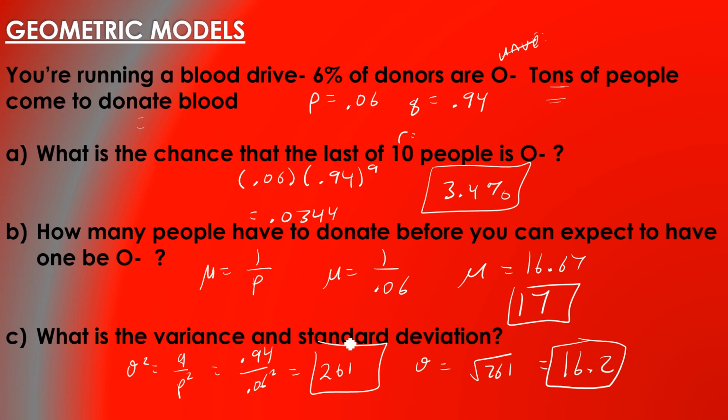All right, so that wraps up the geometric models. And just to rehash our geometric, we have pq^(r-1). Our mean is going to be 1 over p, and our variance is going to be q over p squared. And of course, our standard deviation is the square root of that, the square root of the whole thing.